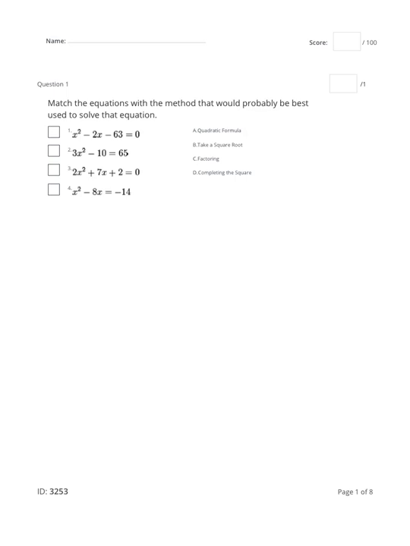This first one talks about matching the four equations they've given over here with the method that would probably work best to solve that equation. When you're trying to limit it down, take a look at the ones on the right: quadratic formula, take a square root, factoring, and completing the square. First of all, remember quadratic formula can work for any problem.